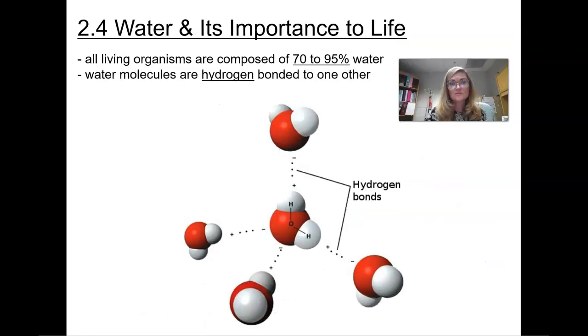So all living things are going to be composed of anywhere from 70 to 95% water. Now looking at the picture below, you can see these hydrogen bonds. These hydrogen bonds are what attach these molecules together. The positive ends of the hydrogens are often attracted to the negative ends of the oxygen, and that polarization helps to attract and create that weak bond.